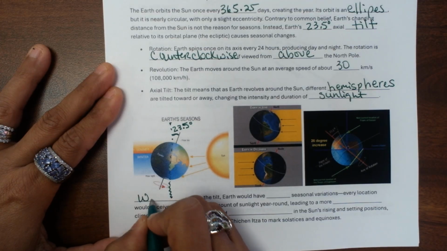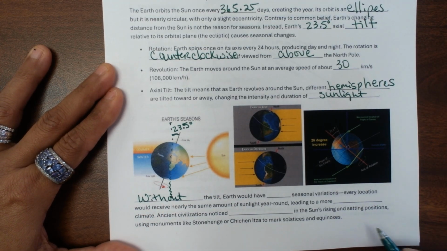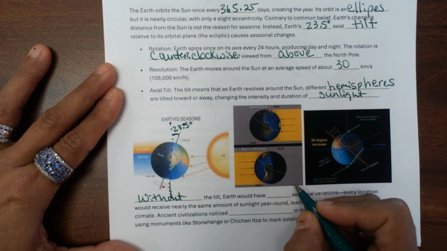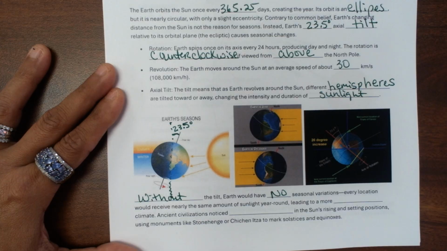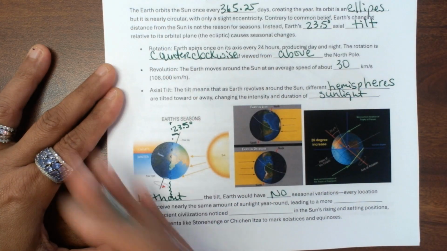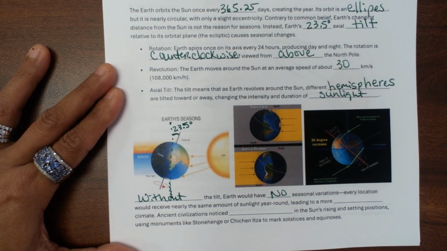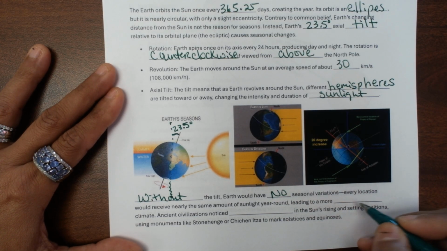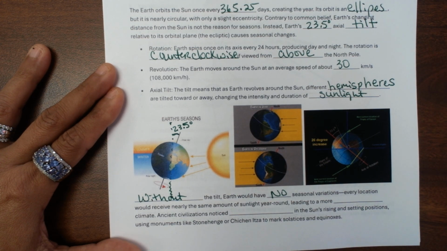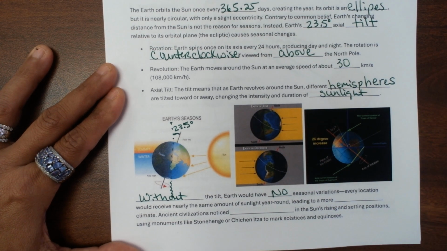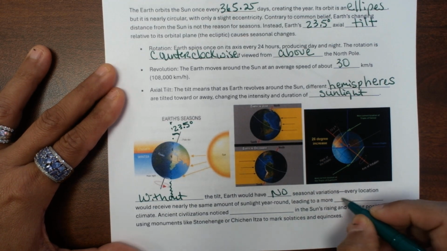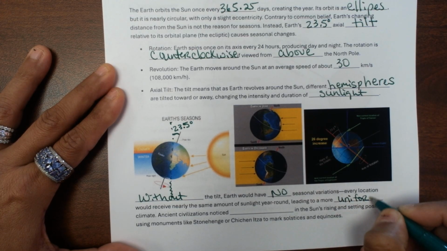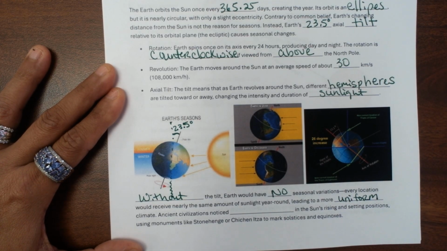Without this tilt though, Earth would have no seasons at all. It would be the same, whatever season that would be, if we were completely straight up, because everybody would get the same amount of sun 24/7 year round, leading, it says here, to a more uniform climate. Every time I take my eyes off of the notes, I lose my spot.